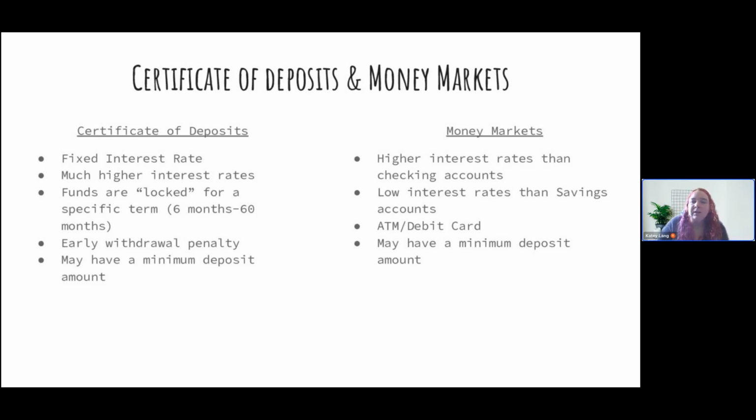And then money markets are kind of like if a checking account and a savings account had a baby. So generally they have higher interest rates than checking accounts, but lower interest rates than traditional savings or high yield savings accounts. But these ones typically come with an ATM or debit card. And like I said before, they might have a minimum deposit amount, they might not. So I think the benefit of this account is if you want something with a higher interest rate, but you still want to be able to access those funds freely, like with an ATM or debit card.